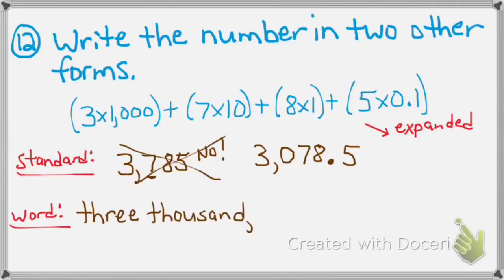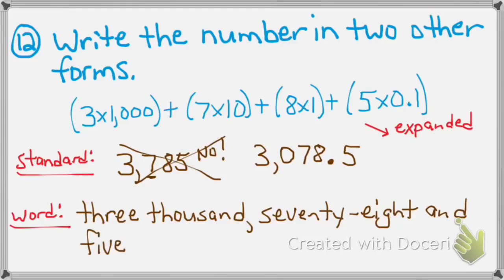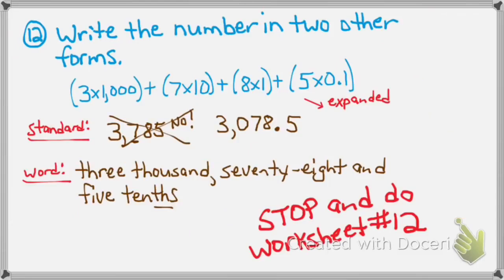Now let's write this in word form. 3,000, put my comma. 78, right? Because 078 is the same thing as 78. Decimal's name is and. 5. And 5 is in the tenths column. So tenths, remember that THS shows me that it's the decimal place. So my standard form, 3,078.5, which is 3,078 and 5 tenths, and that's my word form as well.